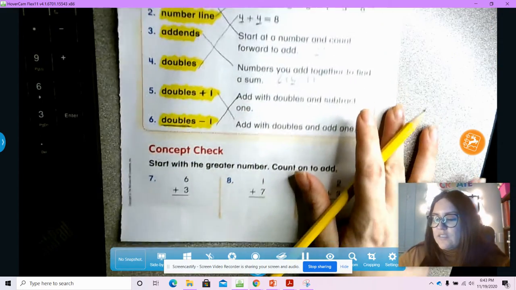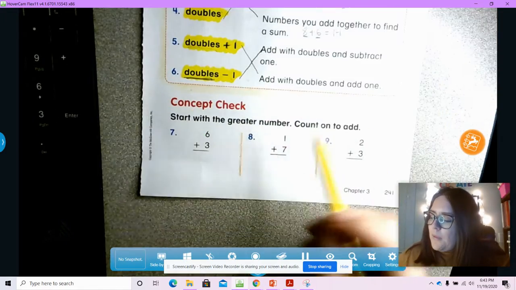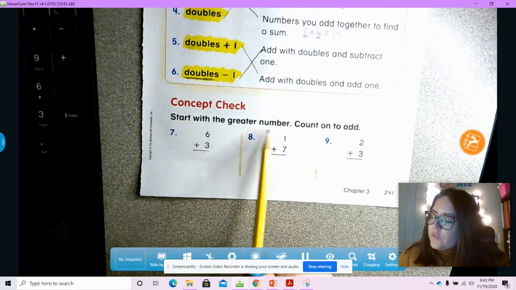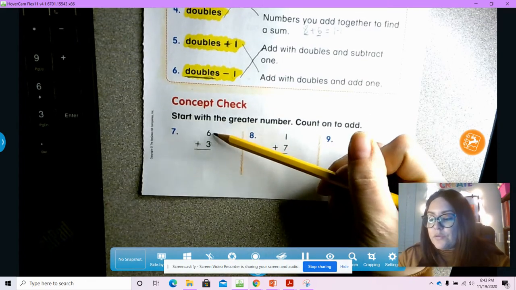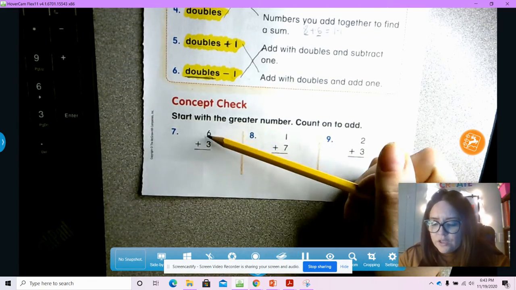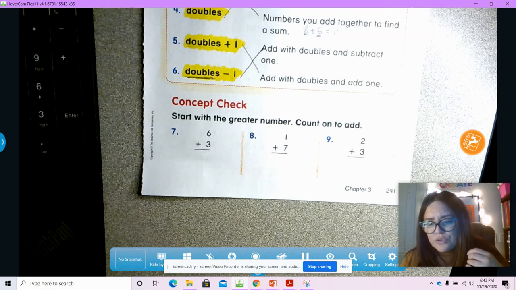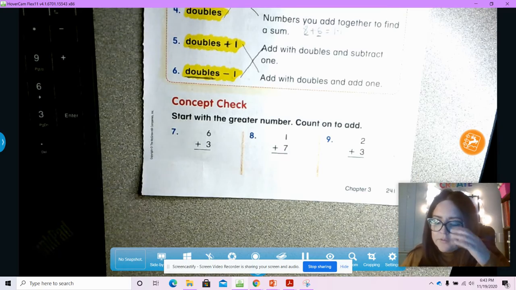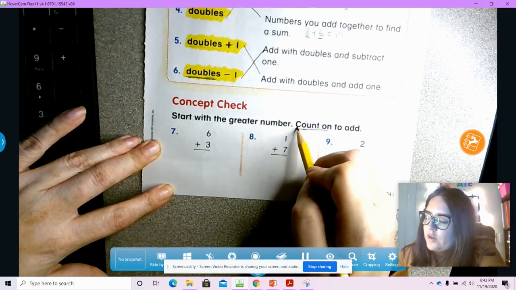Let's try out these vocabulary words. Let's put them in action. Okay, this says start with a greater number, count on to add. Now, boys and girls, I know you know how to add these. I know that you know what 6 plus 3 is by using your fingers, by using your cubes, by using number lines. But in this case, we're going to use the strategy count on.